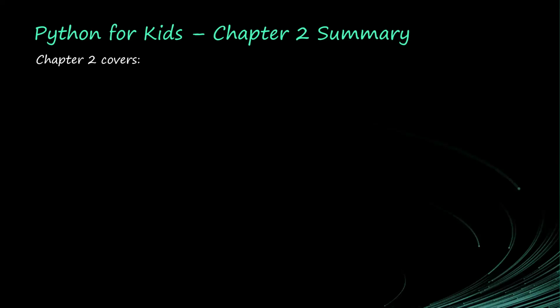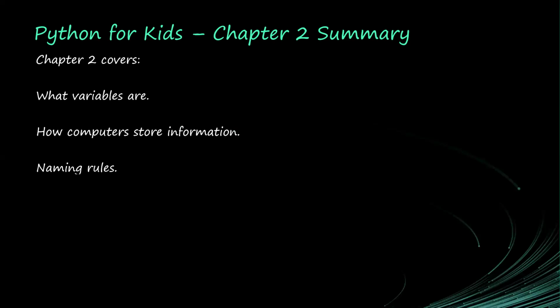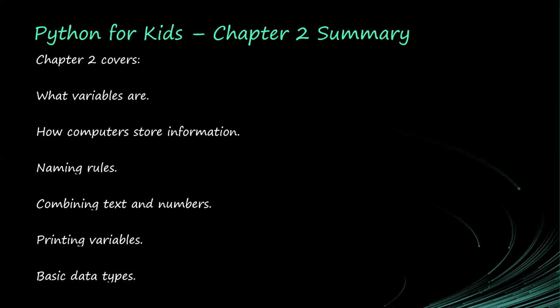Okay. So chapter 2 of this book covers what variables are, how computers store information, and the naming rules for variables, and how to combine text and numbers. We are also going to do it here. You'll see how we combine text and numbers, especially when we are getting it from a user. So we'll also be printing some variables. This book also shows you how to do that. It also tells you about basic data types, but we are not going to discuss all the data types. We're just going to discuss the basics.